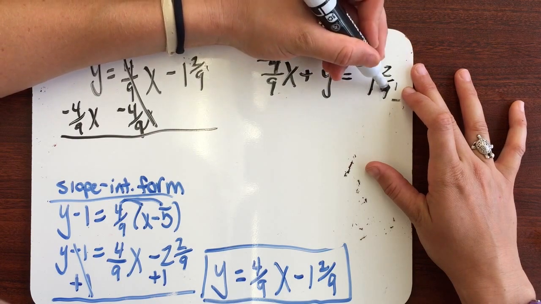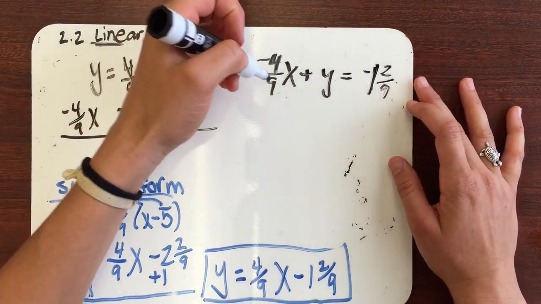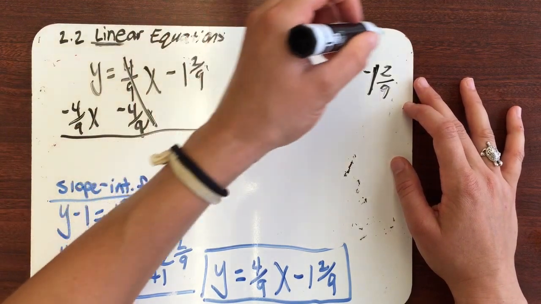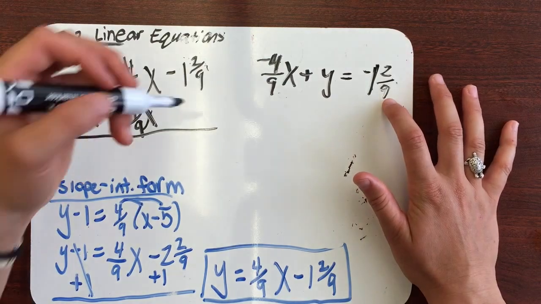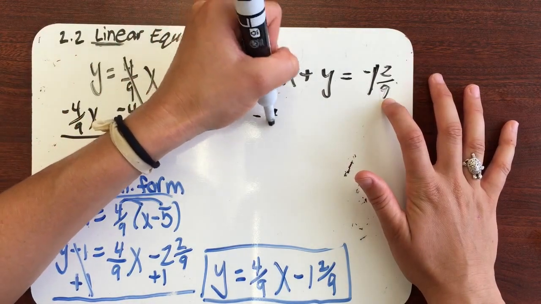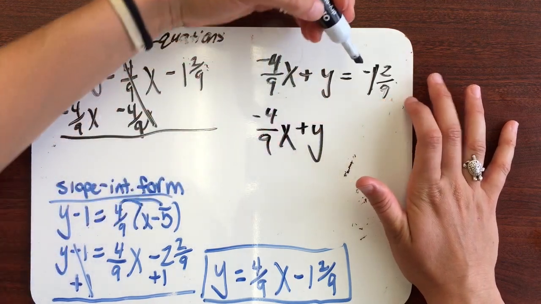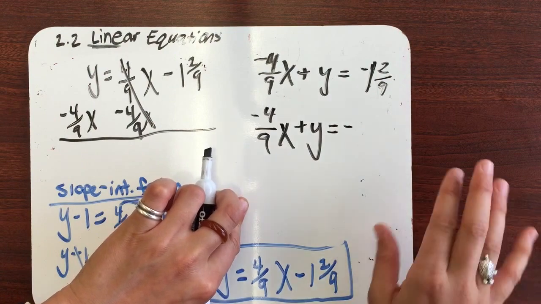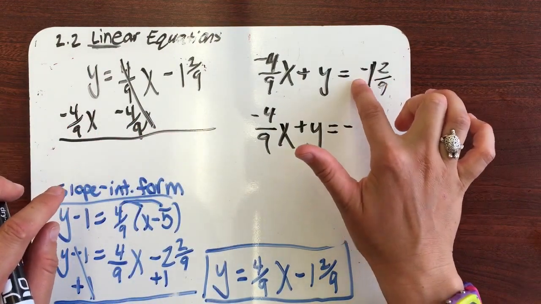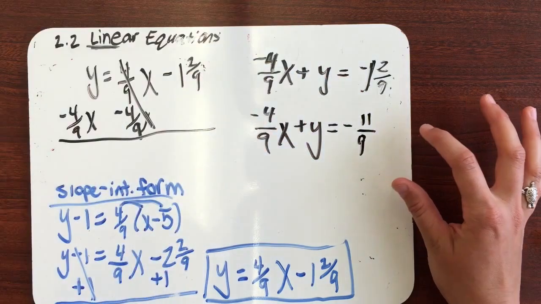So we can actually change this one back to an improper fraction, because we're going to have to eventually multiply this whole thing by 9. Okay, so -1 and 2/9. We're going to change that to an improper fraction. We're going to keep the negative sign. And then we do 9 times 1 is 9, plus 2 is 11, so -11/9.